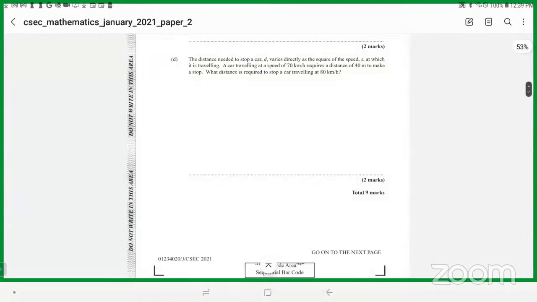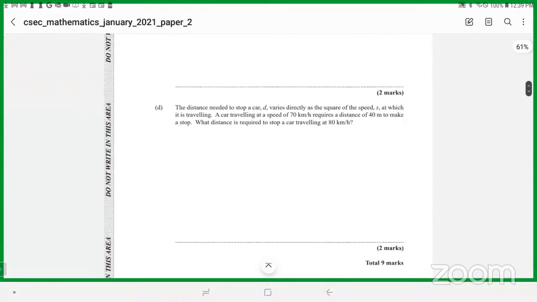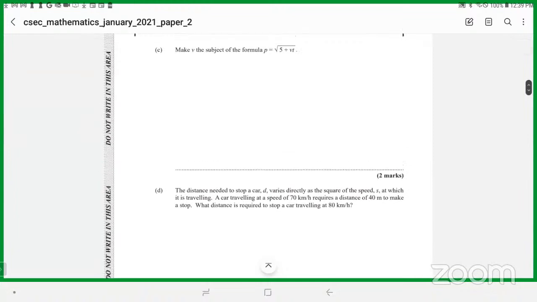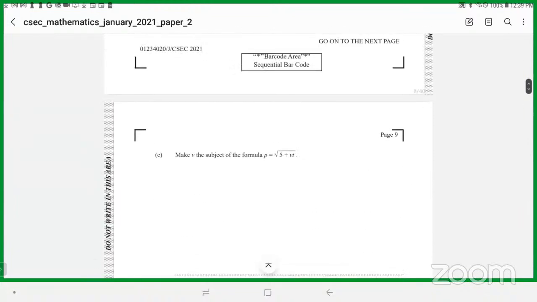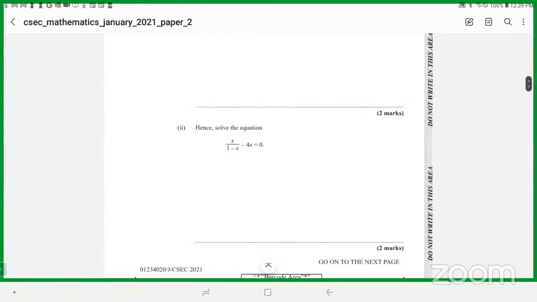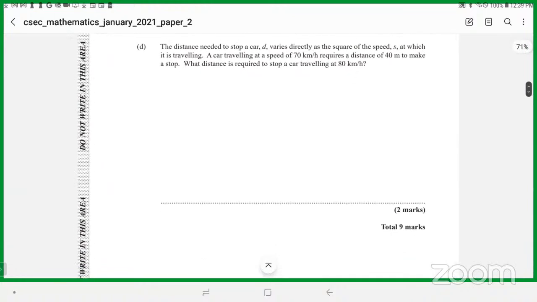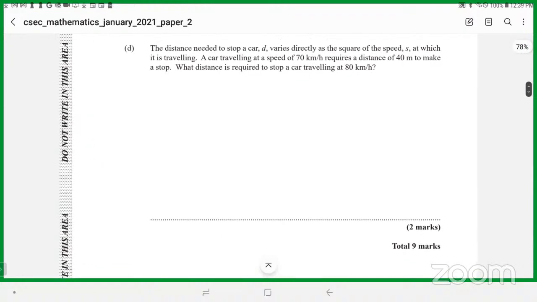Question 2C. Let's see what this one says. All right, see, that's it. Question 2. You see, no D. Question 2D. This one right here on the screen. It says the distance needed to stop a car D.